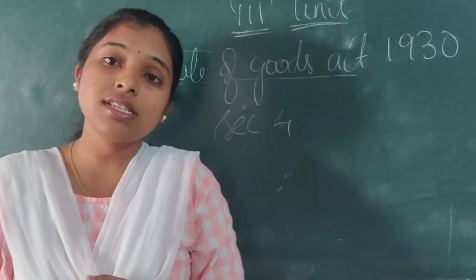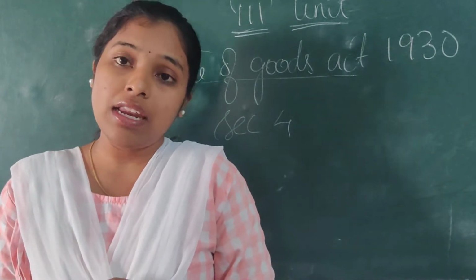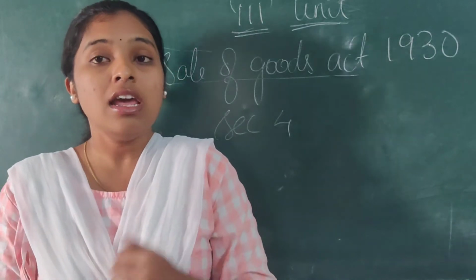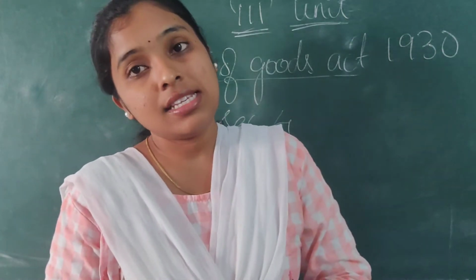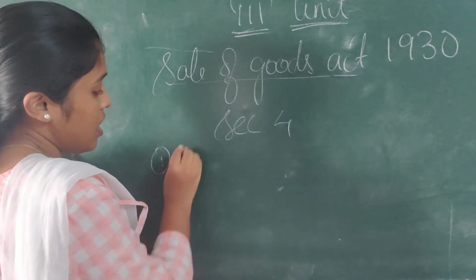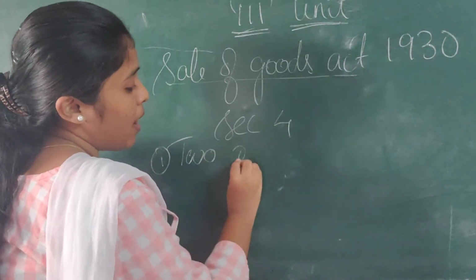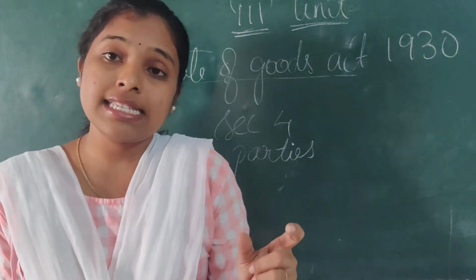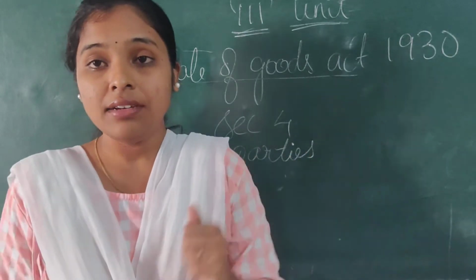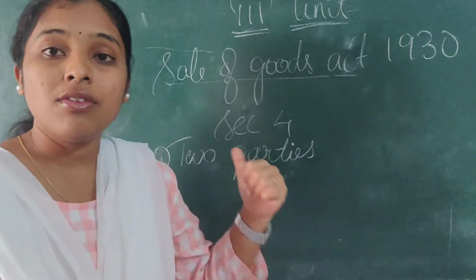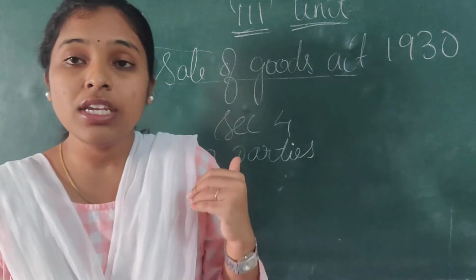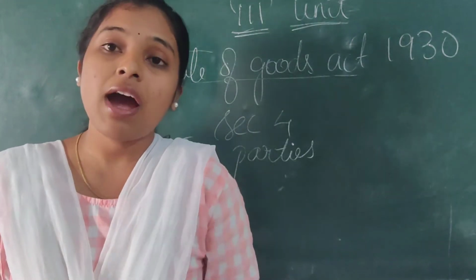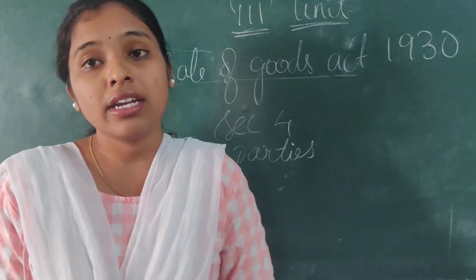So here we have a few essential elements for a valid sale. What are the essential elements for a valid sale? Let us look at them. The first one is we need to have two parties. Who are those two parties? The first party is called the buyer and the second party is called the seller.